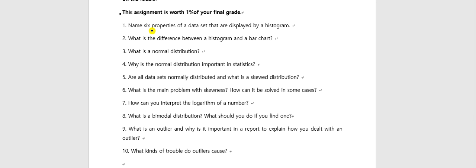Number 7, how can you interpret the logarithm of a number? It's very simple. It is just another name for the same number. So in this case, the logarithm is just a multiplication of the number, and it gives us a decimal number. That is just another name for the same number.